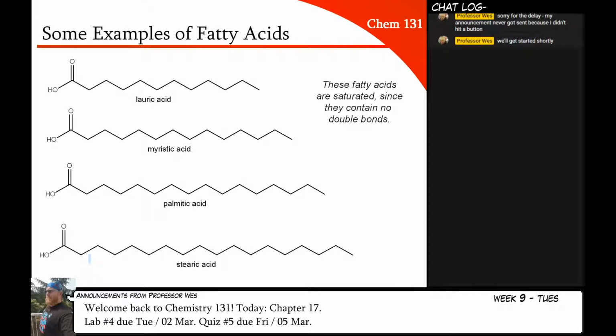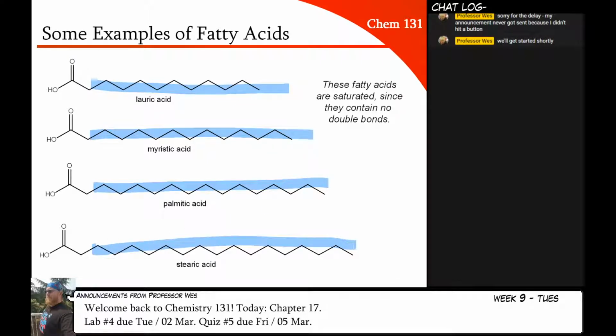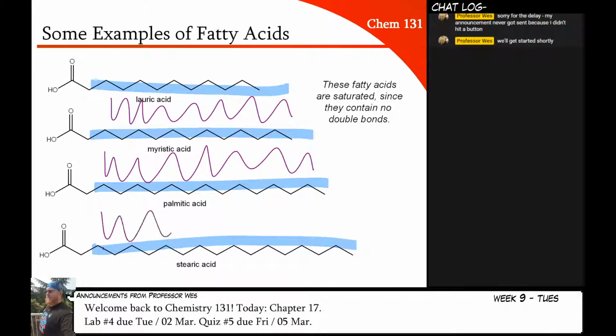Now, if they're in this orientation, where they're linear and just go straight out like this, if I were to cluster these all together, then that would be effective at having my dispersion forces line up so that they could interact with each other. So the contact area between these molecules is high because these are linear.